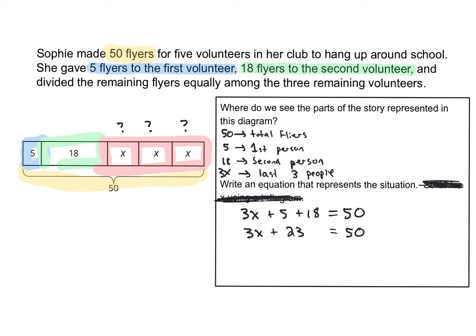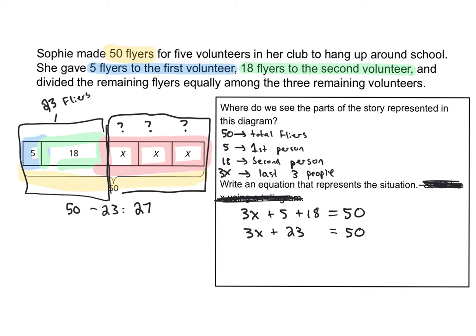So what I can see visually here is that this quantity right here is 23. So I could say that 50 minus 23 will give me the remaining flyers, which means that the other portion right here equals 27 total flyers.